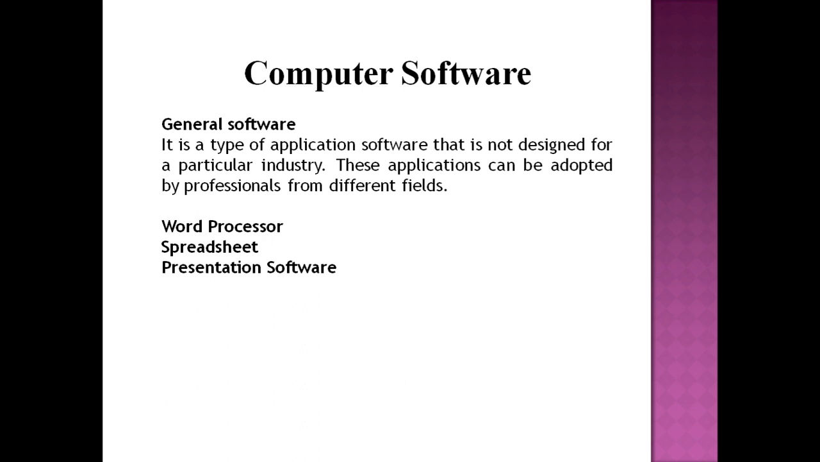Third comes to be presentation software. It is used to create digital presentations. For example, we are having MS PowerPoint, Impress and so on. Fourth example can be our multimedia software. It is used to create and play audio, video, text and graphic animation. For example, we are having VLC Media Player, Windows Media Player and so on.